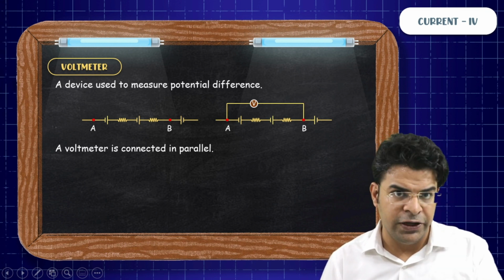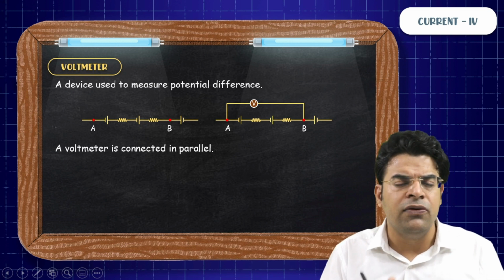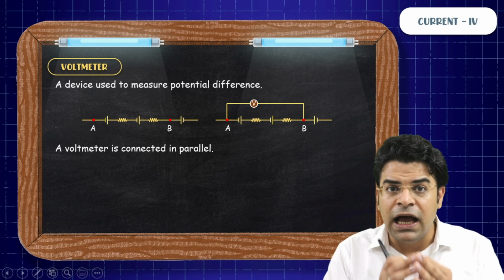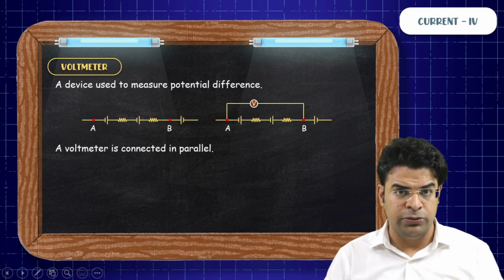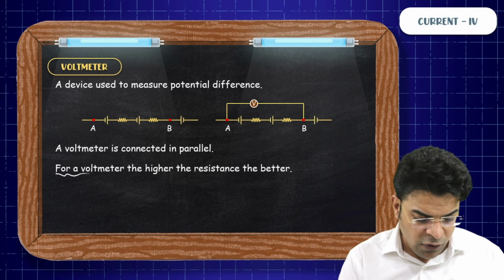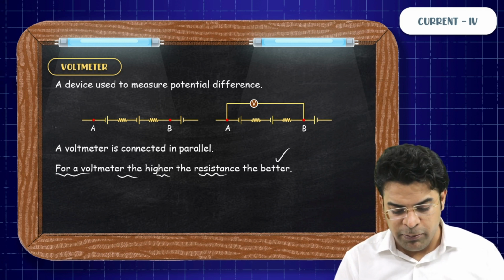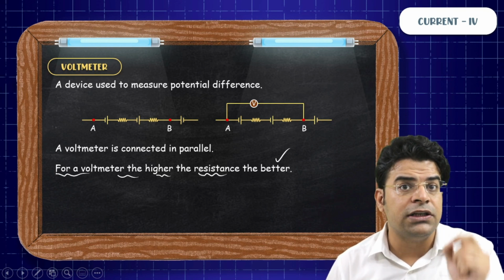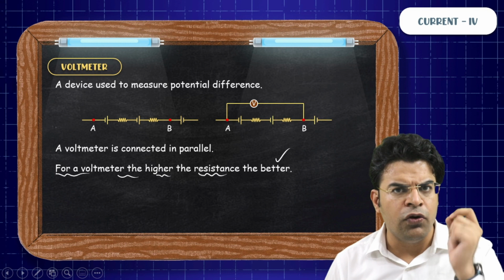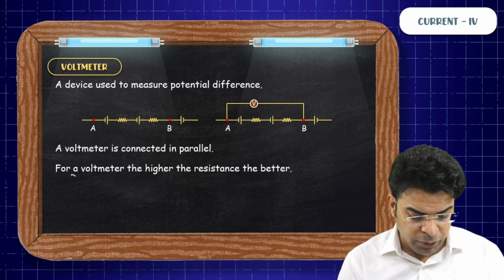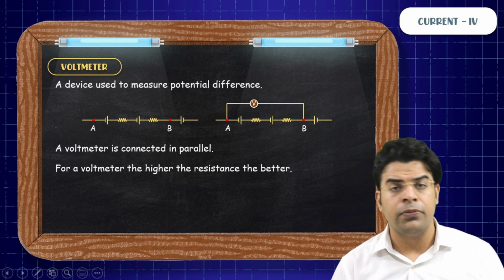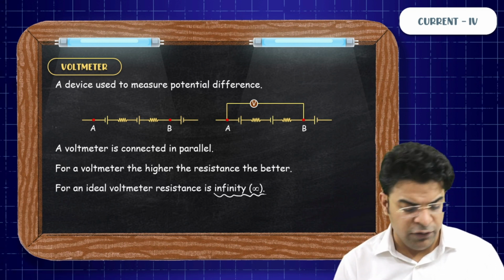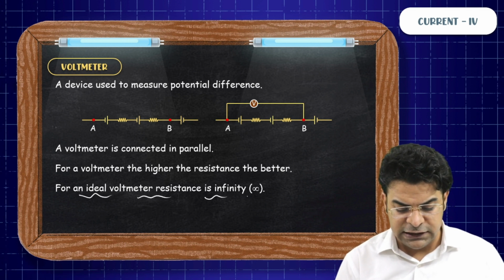When you connect it in parallel, so as not to alter the resistance of the circuit, the resistance of the voltmeter should be infinity. But you can't have infinite resistance. So what do we do? We choose as high value of resistance as possible. So we say that for a voltmeter, the higher the resistance, the better. The higher the resistance, the less it will alter the resistance of the circuit and the better reading your voltmeter will give. So for a voltmeter, the higher the resistance, the better. For an ideal voltmeter, we say that resistance has to be infinity.